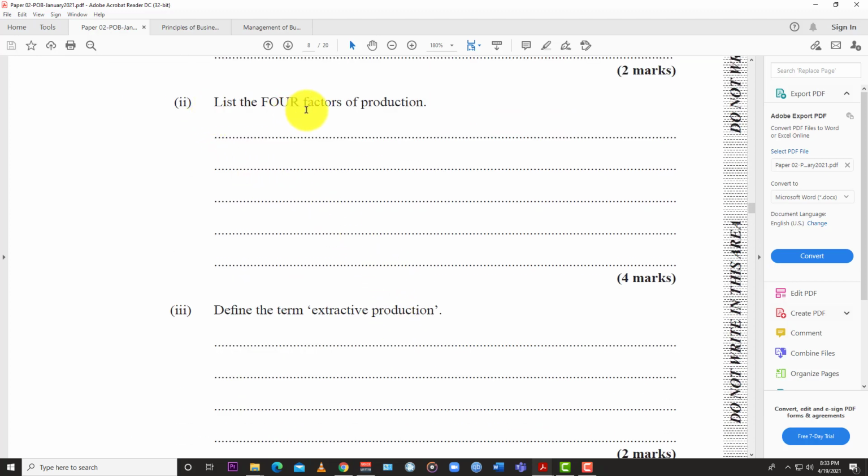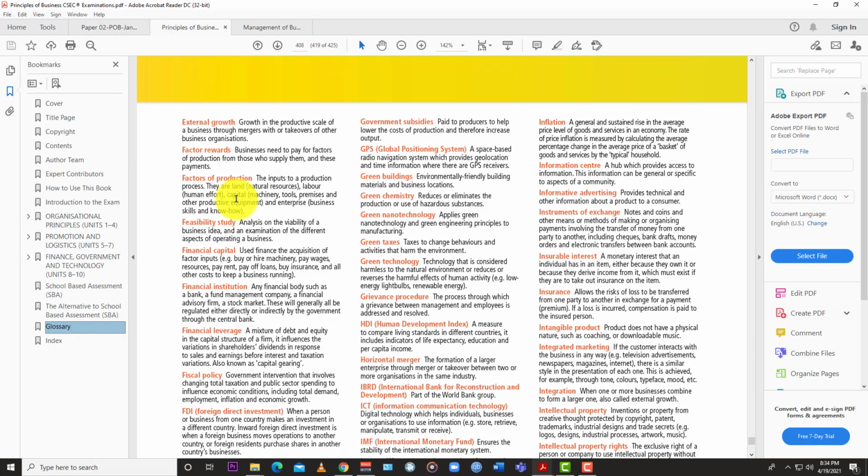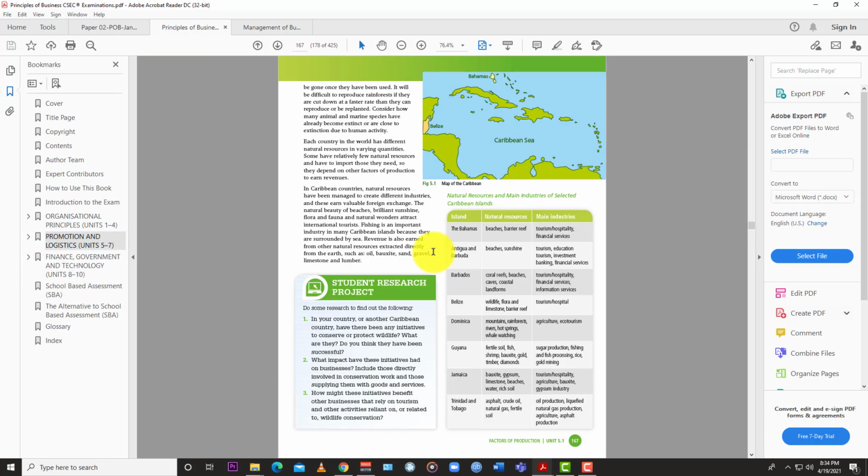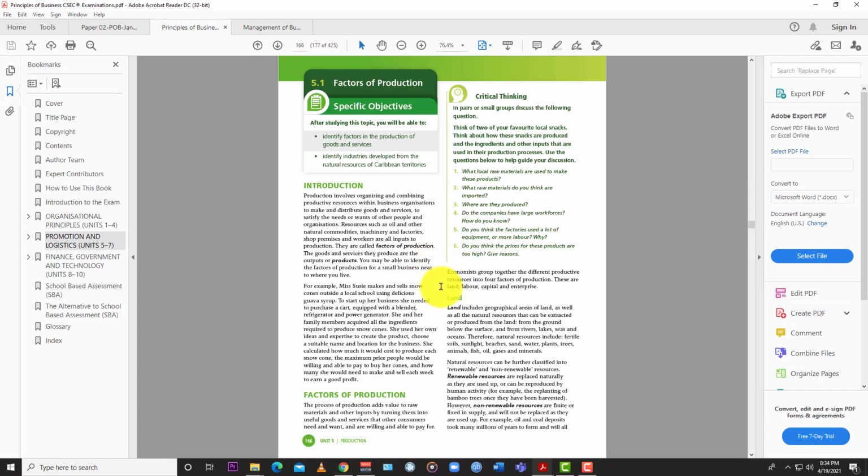Then we have part 2. List 4 factors of production. So the 4 factors of production are land, labor, capital, and entrepreneurship, or some others might call it management. You have it right here in the textbook: factors of production include land, labor, capital, and of course enterprise or entrepreneurship or management.